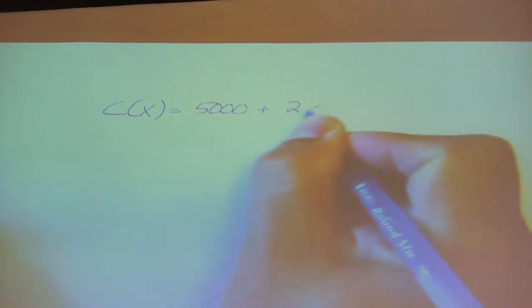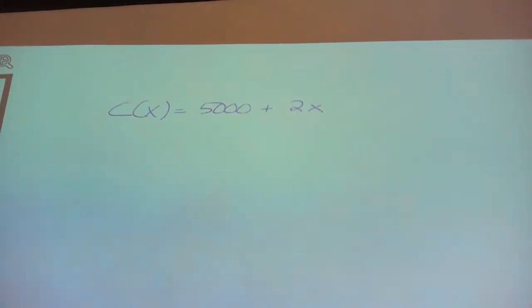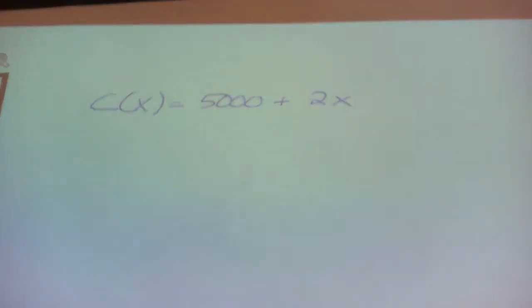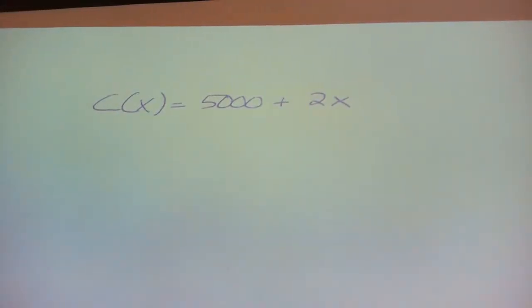So we have cost equals 5,000 plus 2x. Now let's be very clear. This is the original cost function. You tell me how many flash drives, I'll tell you total cost. Are we okay?